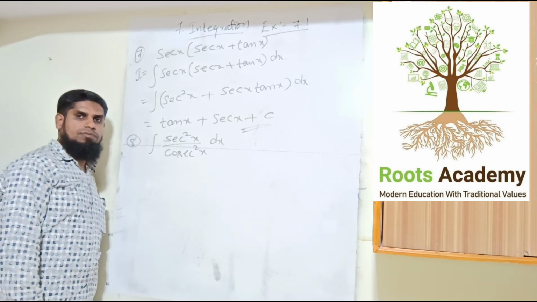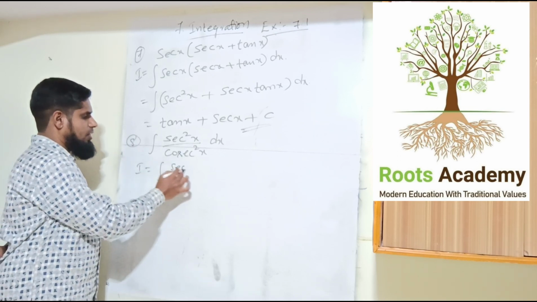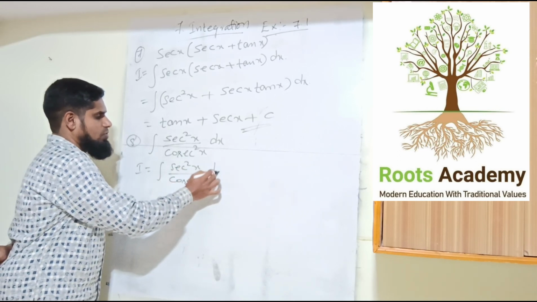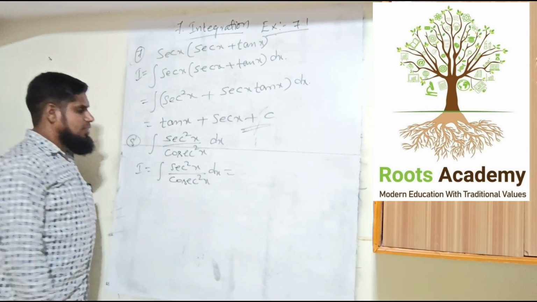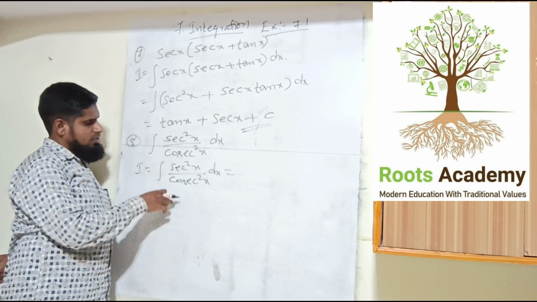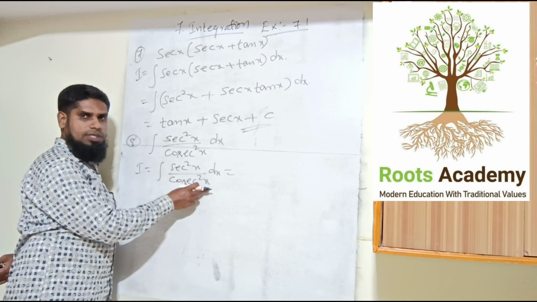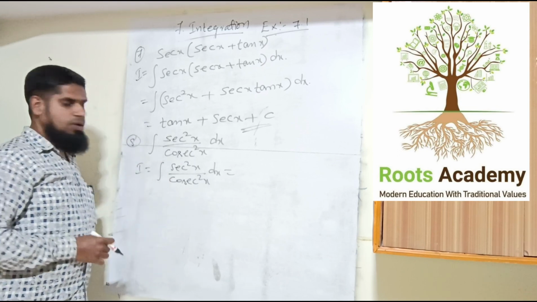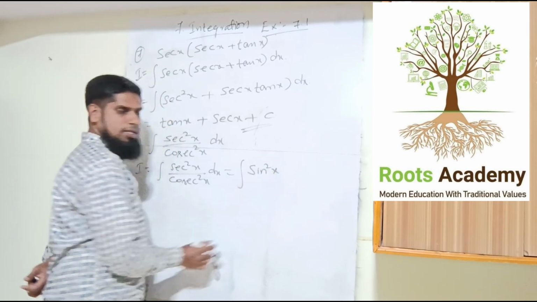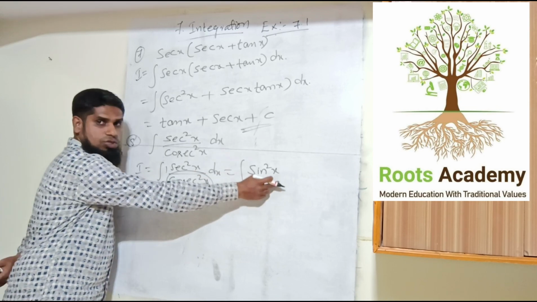So what we will do here is apply trigonometry. How can you apply trigonometry here? Integration of secant square x divided by cosecant square x dx. Let us take the other trigonometric functions related to this. Cosecant square is in the denominator, which I can consider as 1 by cosecant square, and we know that in trigonometry 1 by cosecant is sine. So 1 by cosecant square x can be written as sine square x.